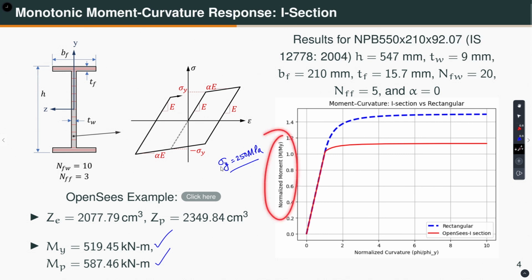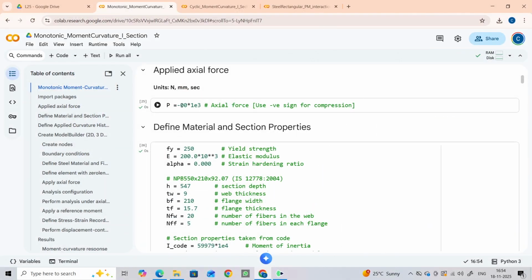Okay, I am plotting the normalized moment M by My with the normalized curvature phi by phi y. So, this is the response under monotonically increasing curvature, the moment curvature response, okay, and this is the one for a rectangular section. And as you can see, what is this number? This number is actually equal to your shape factor, which you will see when I go to OpenSees. So, right now the axial force I am setting to 0, Fy is 250, E is 200 GPa, all in Newton and millimeter units, alpha is 0.